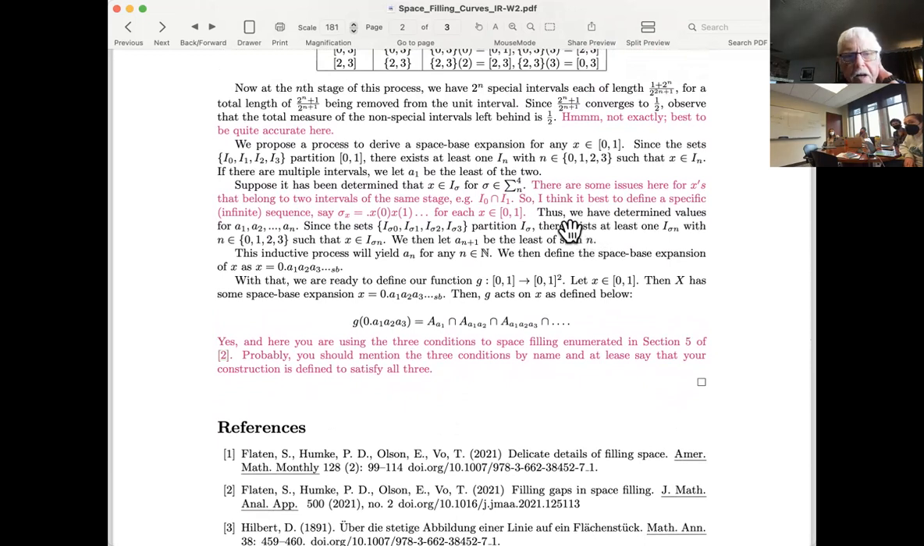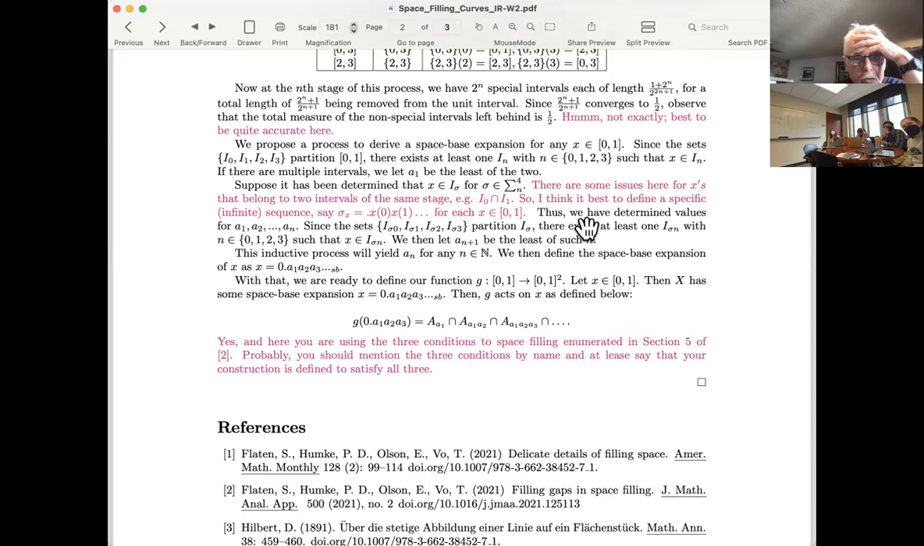And what you're doing here is kind of the inductive thing, given this. In a way, you don't have to define this inductively since you know what the I's are, but you do need to say something about the fact that this expansion, the space-based expansion, is unique. There's only one way to do it.